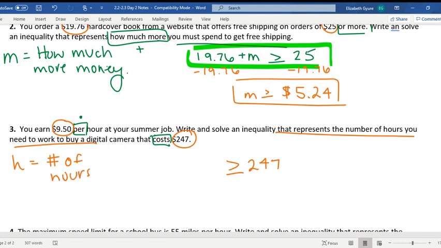Well, how much am I making per hour? $9.50, and I'm using H for hours, so how could I show $9.50 per hour? Yeah, $9.50 times H. Good. And that's part of my answer because I wrote my inequality.